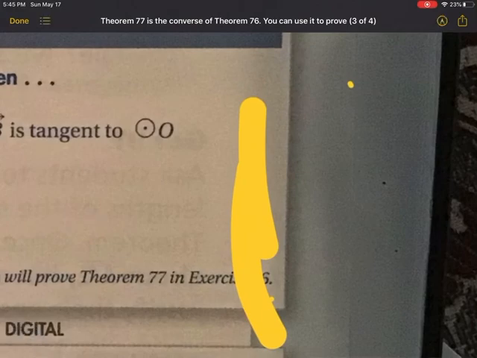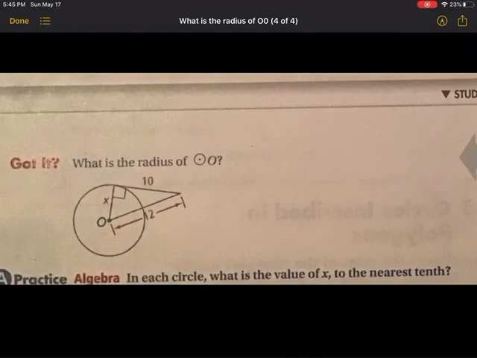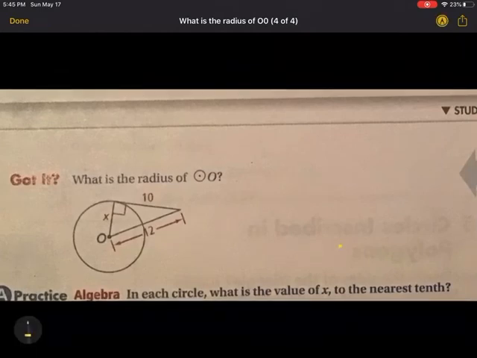So that would be the next example. Okay, so here's the example. Let's talk about this. First, I see 90 degrees here, so it means this line is a tangent.